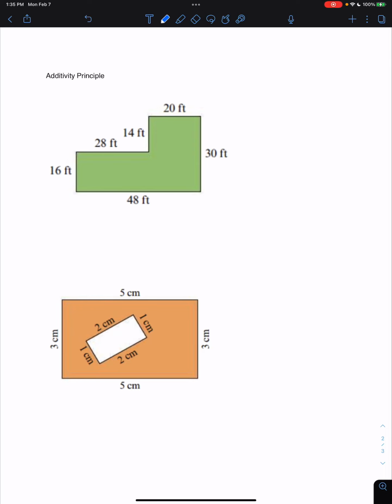The other principle that we need to talk about here is the additivity principle. The additivity principle says that we can add two areas of a shape together to make the total area of that shape. So basically, let's look at this shape here as an example.